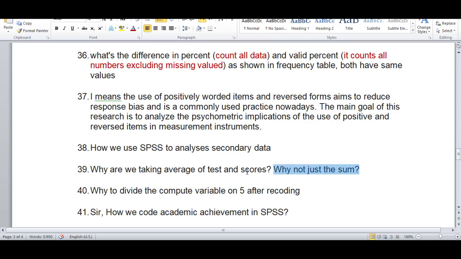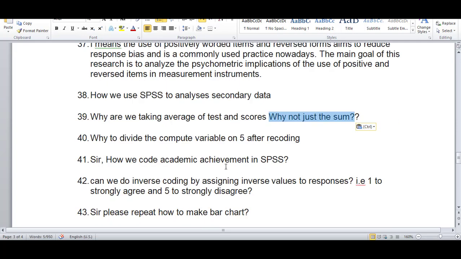One more thing: whenever you have a questionnaire with a 5-point Likert scale and there are 10 items, if you take the average it will also be between 1 and 5. It will be easier to analyze and interpret, because you can say 1 means strongly disagree and 5 means strongly agree. So it is better to take an average rather than the sum.